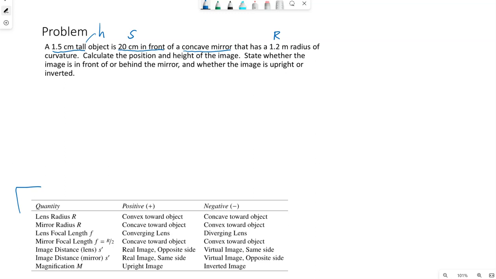So if we come down to this table, mirror radius, if it's a concave mirror, it's a positive radius. So when we talk about the mirror focal length, the focal length F, I'm going to write this at the top, is R over 2. We've been given R, the radius of this mirror is 1.2 meters. So the focal length is 0.6 meters. And back down to the table, this is a positive focal length.